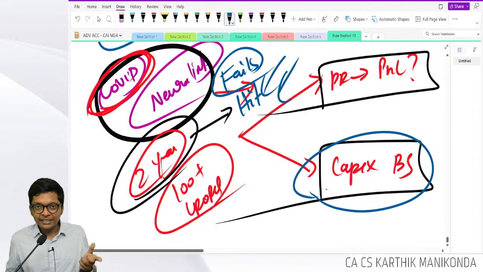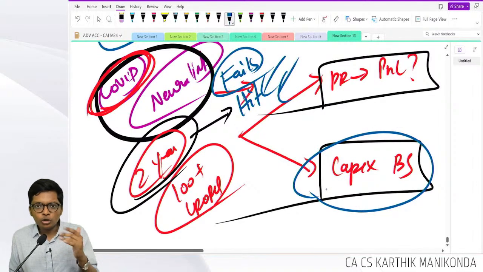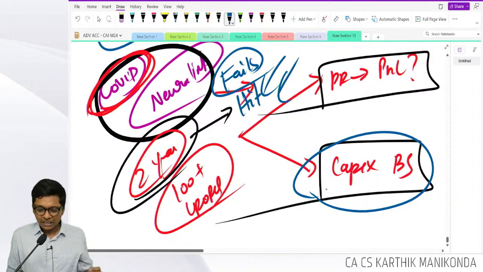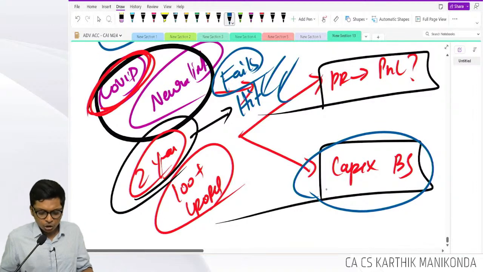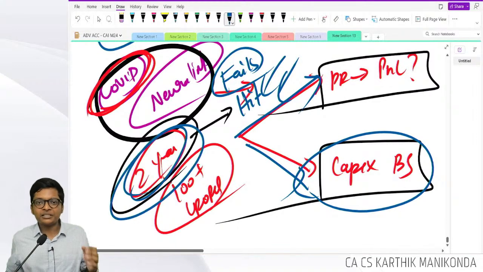I will capitalize only if you can get future economic benefits. Sir, I am not going to get future economic benefits. Then why will I capitalize? Are you following, guys? If I am not going to get future economic benefits, why should I capitalize? So it's very simple. Debit the P&L account, or capitalize for developing an intangible asset.